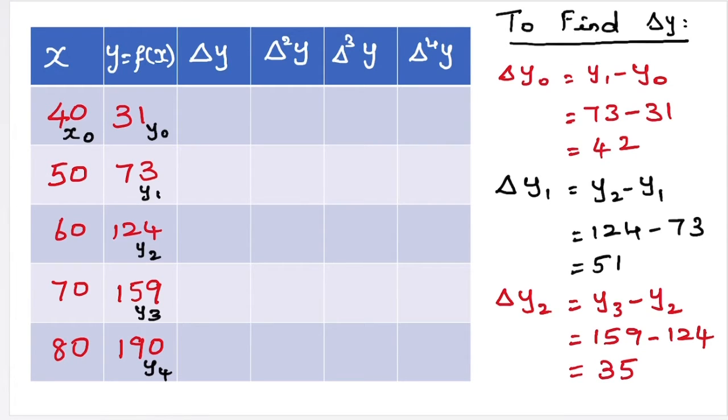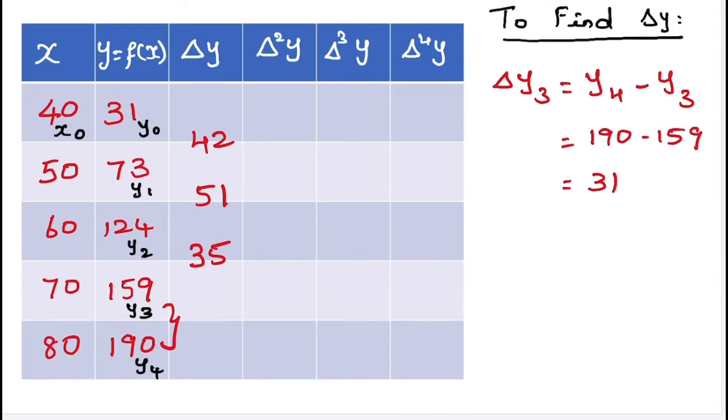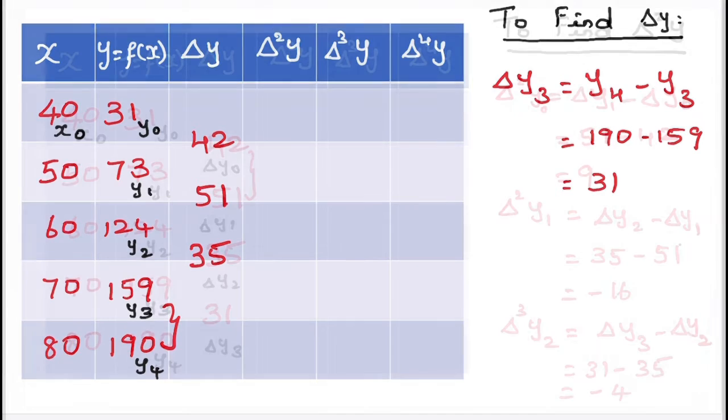Now we have to find del y, del square y, del cube y and del power 4 y. First, coming to the del y values, del y naught is equal to y1 minus y naught, that is equal to 42. Del y1 is equal to y2 minus y1, that is equal to 124 minus 73 is equal to 51. Del y2 is equal to y3 minus y2, that is 159 minus 124 is equal to 35. Del y3 is equal to y4 minus y3 is equal to 190 minus 159 is equal to 31.